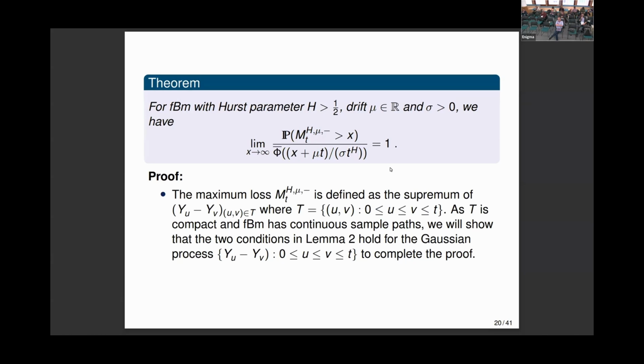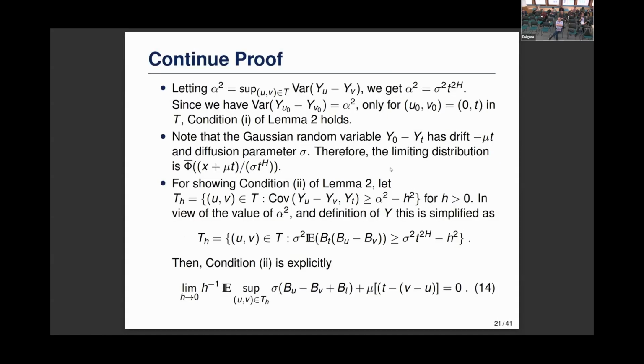And for the first condition, the maximum loss is the supremum of these differences, and capital T is here the compact set, and space of time, and T FBM has continuous sum. It's a Gaussian process, and we just need to show those two conditions of Talagrand's result.